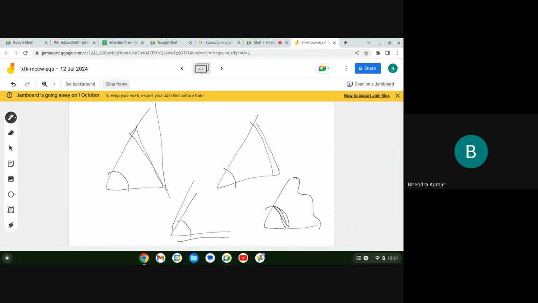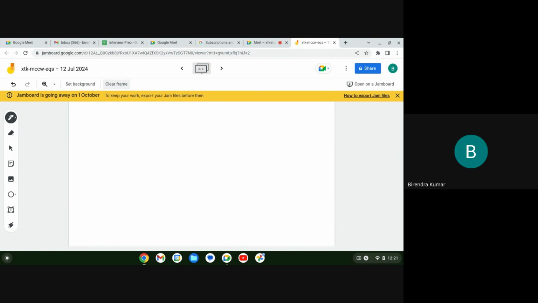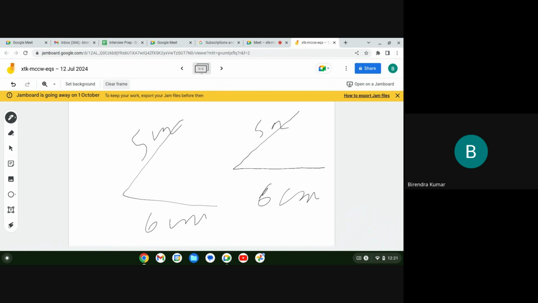Okay, forget everything. Okay, this is 5 centimeters, 6 centimeters. And again, 5 centimeters, 6 centimeters. I'm just giving two examples.